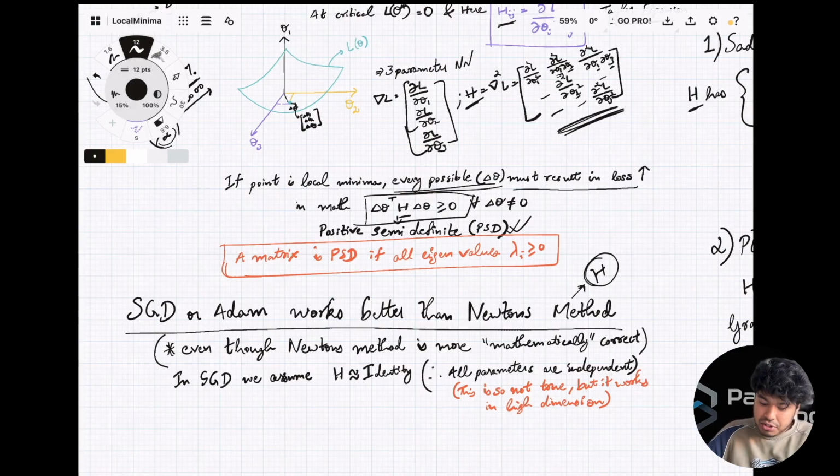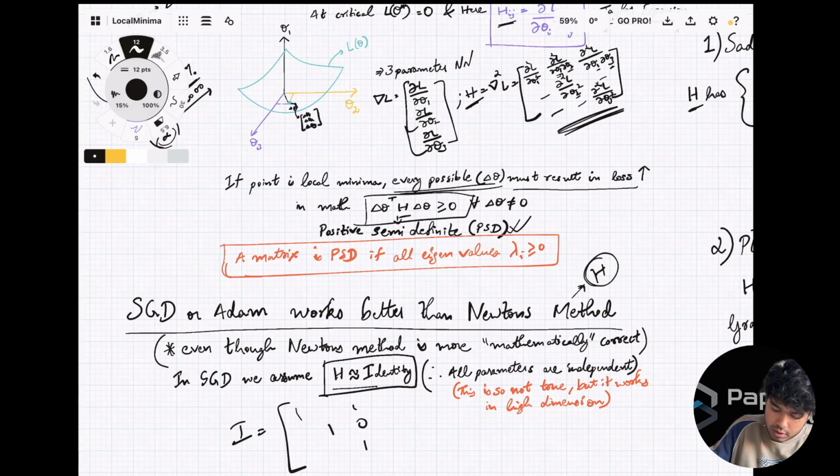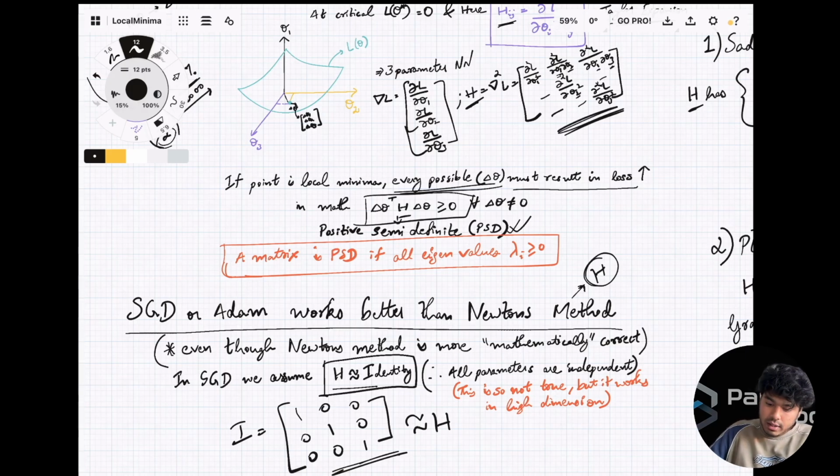So SGD assumes that your Hessian matrix is an identity matrix. In our case, an identity matrix would be 1, 1, 1 on the diagonal and 0 everywhere else. So this is what an identity matrix is, and we are saying we are going to assume that our Hessian is like this. What this means is d square loss by d theta 1, d theta 2 is 0. D square loss d theta 1, d theta 3 is 0. But d square loss by d theta 1 square is 1.